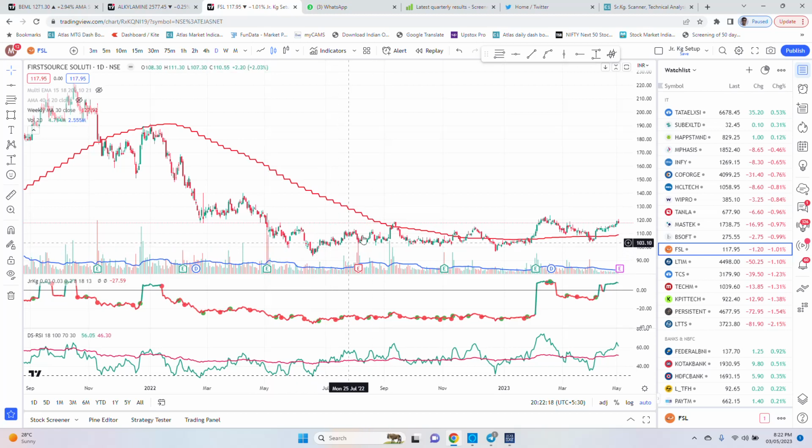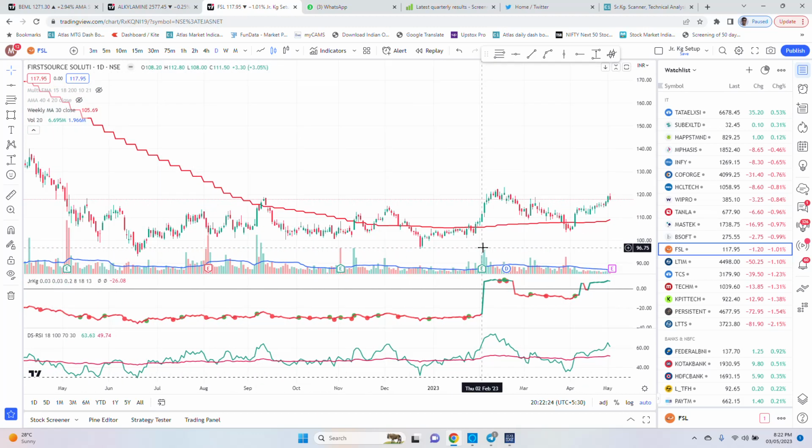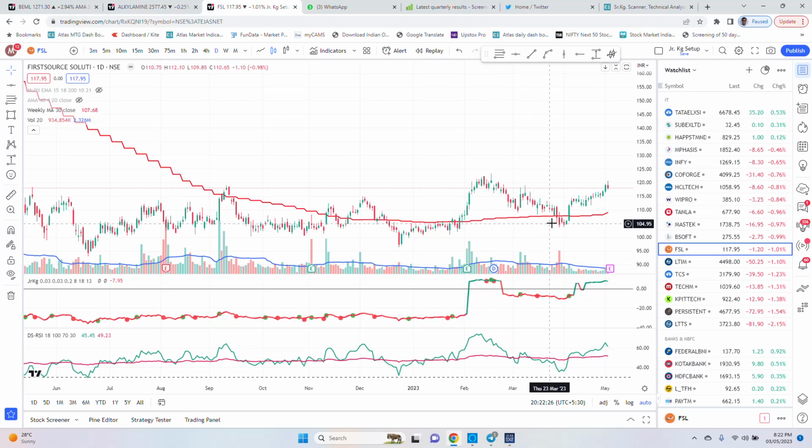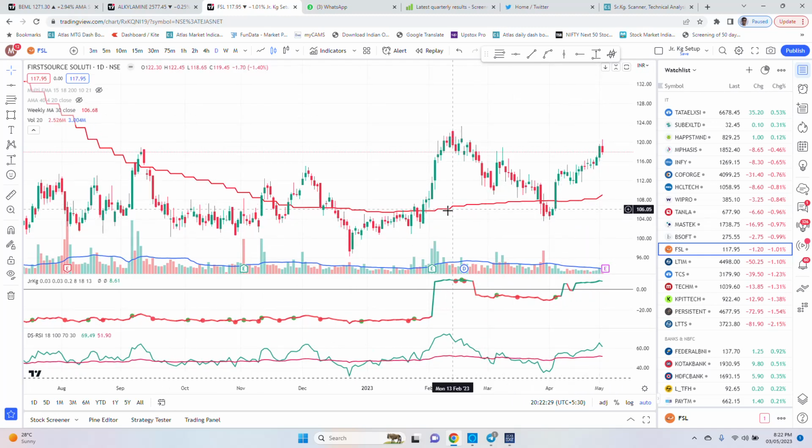Then the stock started consolidating, and you see the steps becoming smaller and smaller, and now the line is completely flat. Slowly, after the line is flat, you can see the steps are now becoming upward. At the same time, our senior KG and our junior KG have given a buy signal also. So when you coordinate your stage analysis with our setup, you will be able to catch the stock at a very early stage.